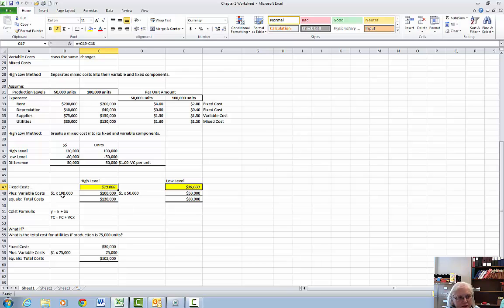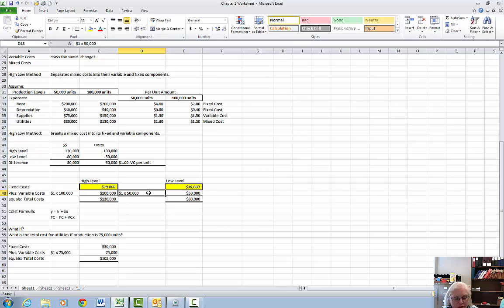I'm going to take the variable cost. So at the high level, it's the $1 variable cost per unit times my 100,000 units at the high level gives me $100,000. My total cost at the high level is the 130,000 for utilities. So 130 minus 100 gives me 30. Okay, so let's try it at the low level and see if it still comes up with 30,000. So I draw a box. I don't know what it is yet.